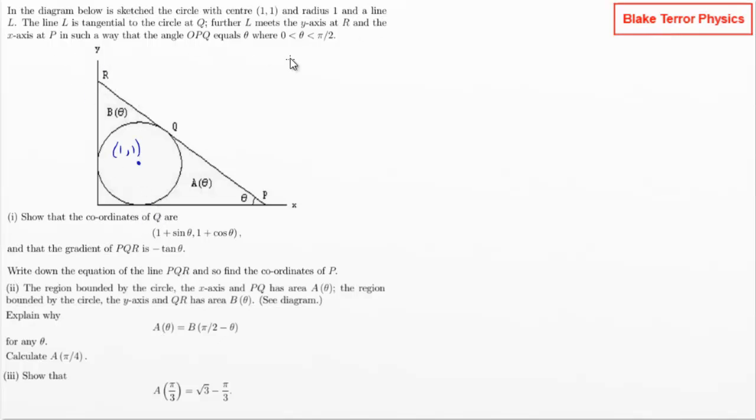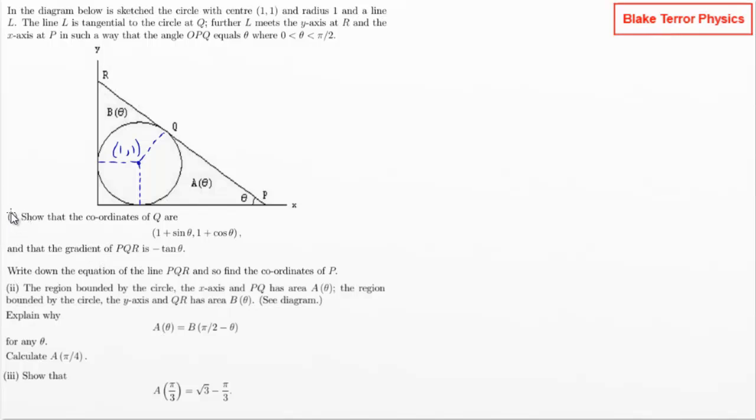Line L. Okay, what's the line? Line L is tangential to the circle at Q. So that's this line running between R and P with Q somewhere in the middle. Further, L meets the y-axis at R, the x-axis at P in such a way that OPQ is angle theta. Right, so it was only the centre that I hadn't put on. I like putting on touch points for circles, so I'm going to mark on the 3 radii going to the tangential lines, the x-axis, the y-axis, and the line L at Q. These lines are nearly always useful.